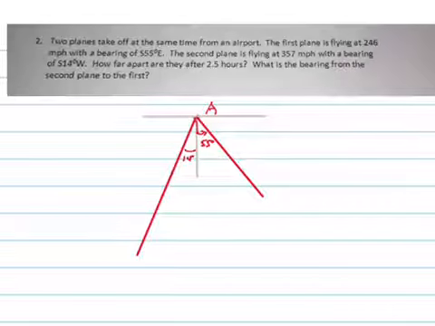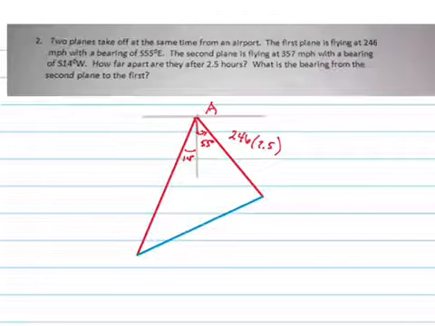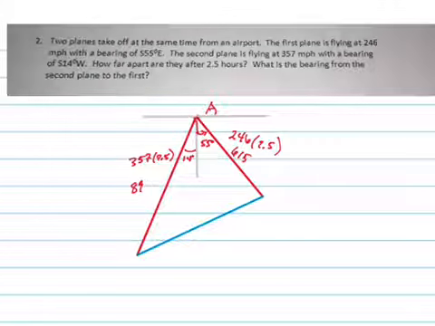And how far are they apart after 2.5 hours? So they want to find this distance right here. So the first thing to do is to find out what the distances are. So it's 2.5 times 246, and that'll give you your distance. 246 for 2.5 hours equals 615 miles. And this one is 357 times 2.5, which gives you 892.5. So there are your two sides.